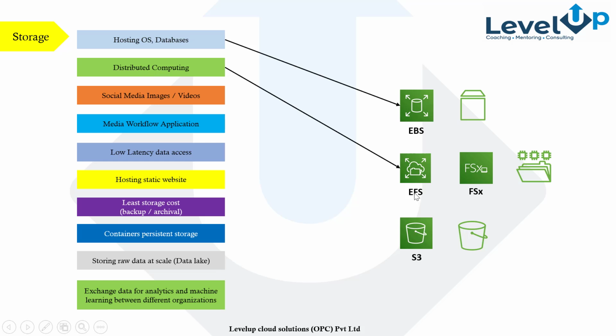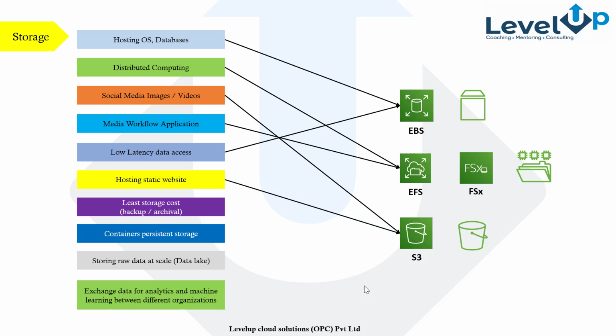For distributed computing, EFS is the best option. If you want to build a big data cluster, then I would recommend EFS. To store social media images and videos, S3 is the best option. For media workflow applications, EFS. If you want low latency data access, which one do you think would be the best option? If you guessed EBS, then that's the right option, because it provides the highest performance among all three. And if you want to host a static website, S3 is a good option.